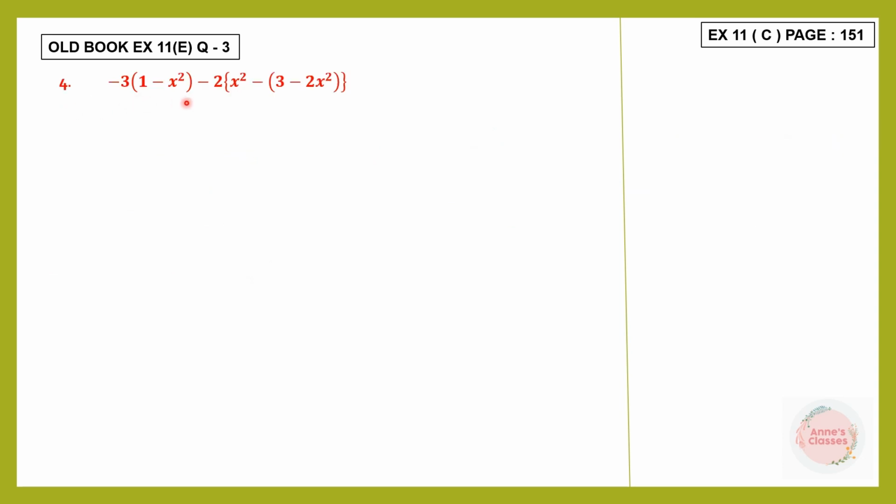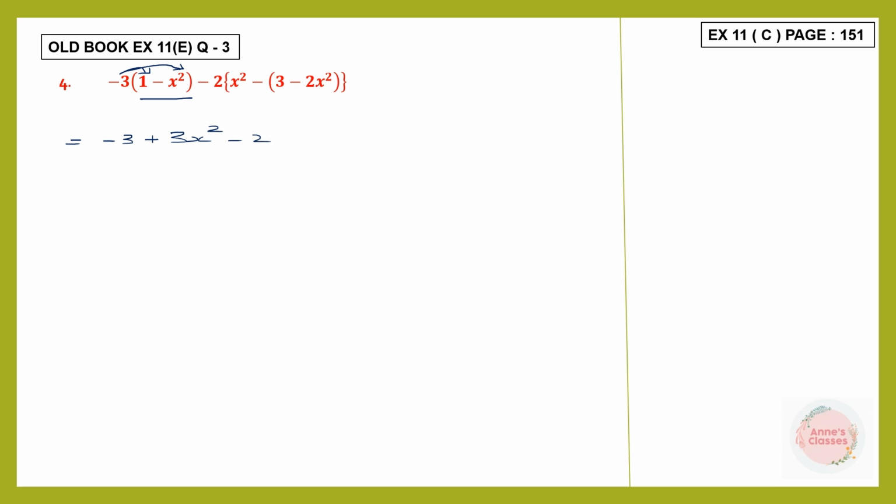Question 3. Now here we have common brackets, curly brackets, and inside the curly brackets we have common brackets again. So first let's work out these common brackets that we have here. So let's finish with this first. So here it is minus 3 into this, isn't it? That means minus 3 into each term inside. So first minus 3 into 1. Minus 3 into 1 was minus 3 itself. Then minus 3 into minus x square, minus into minus is plus 3x square.